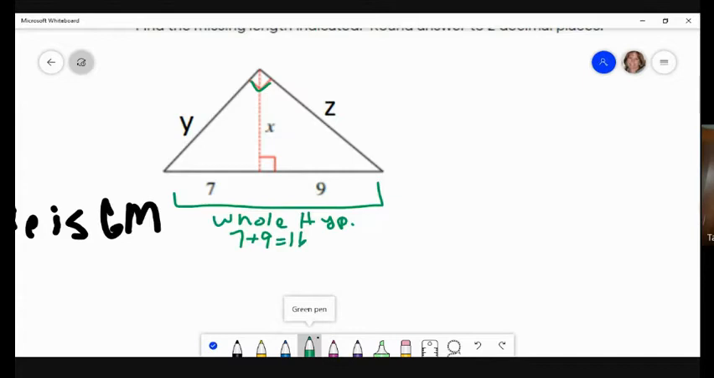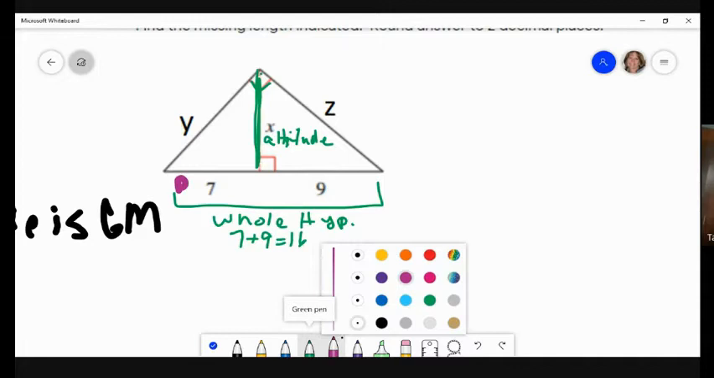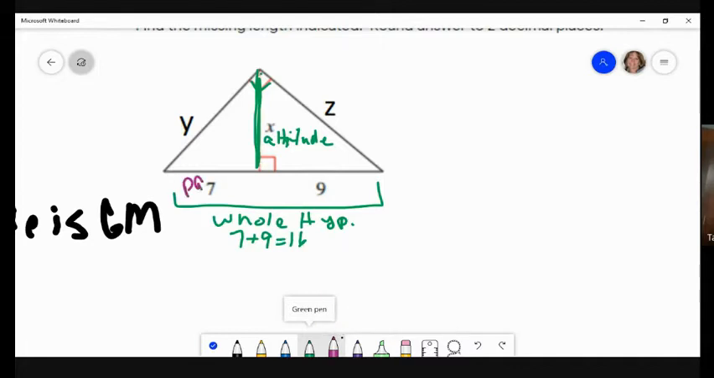We're also going to go ahead and label. So our X, or our altitude here, is just that, an altitude. When that altitude is drawn from the right angle down, it divides our hypotenuse into proportional parts. So we're going to call them parts. All right, so we'll call 7 part 1, and we're going to call the 9 part 2.